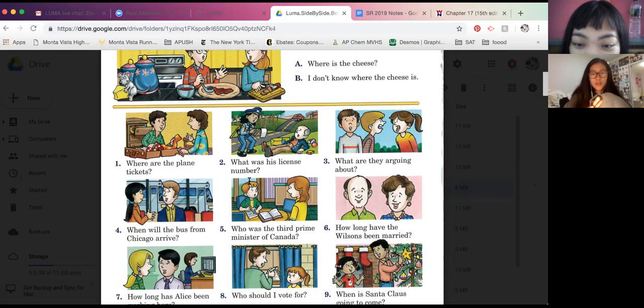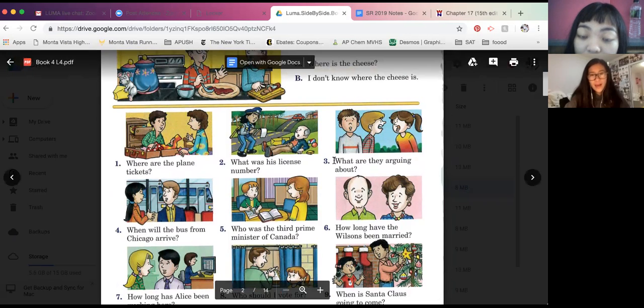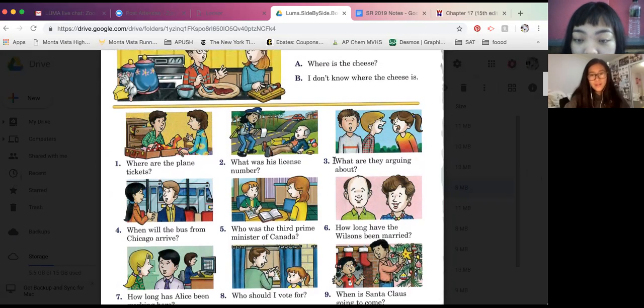What are they arguing about? I don't know what they are arguing about. Oh yeah, what they are arguing about. Yeah, yeah.